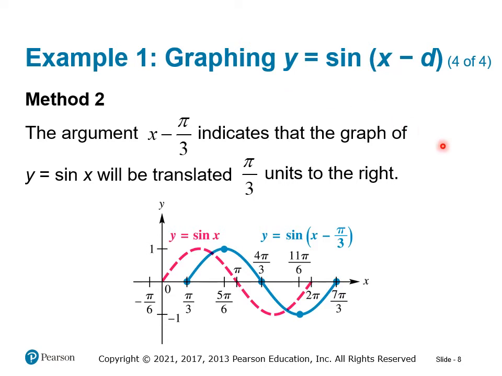Method 2 here is simply recognizing that we don't have an amplitude adjustment, we don't have a period adjustment, and we don't have a vertical constant added or subtracted outside of this, so we only have a phase shift. If we look at the graph of sine x, in red here, we're simply moving in the positive direction. Remember, this is counterintuitive. We're moving in the positive direction by pi over 3. So if we shift this entire sine curve to the right by pi over 3, we get the new graph. That's fine if you only have a simple change like a phase shift or a vertical shift.